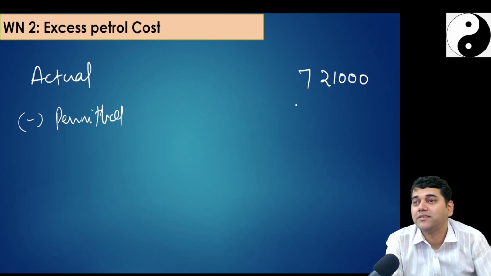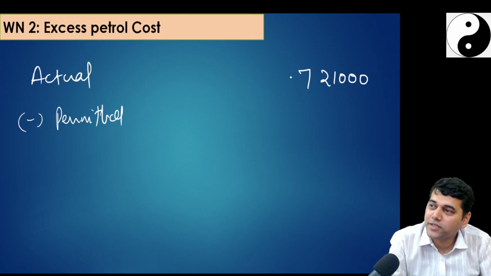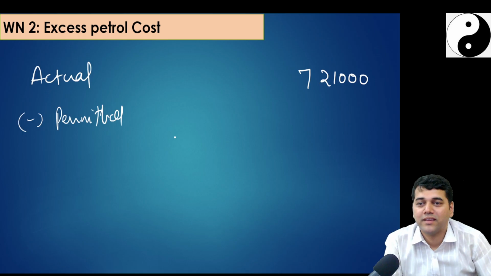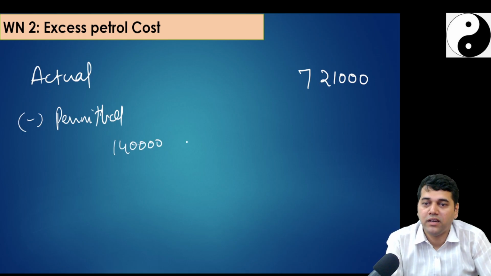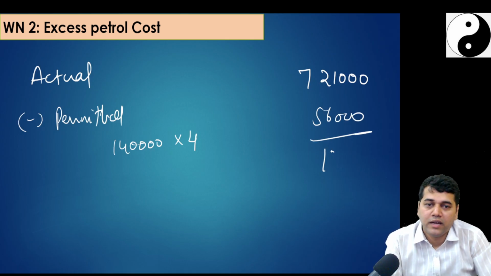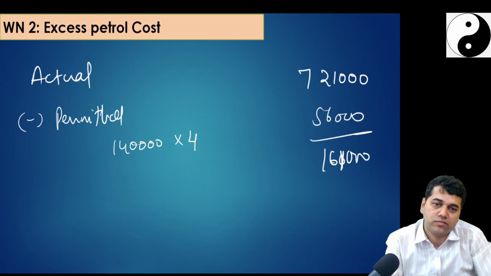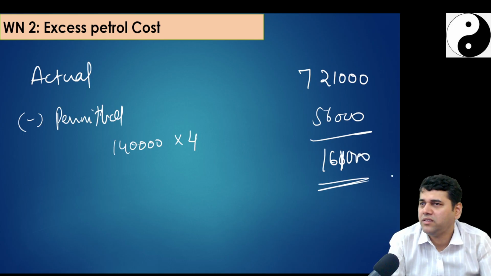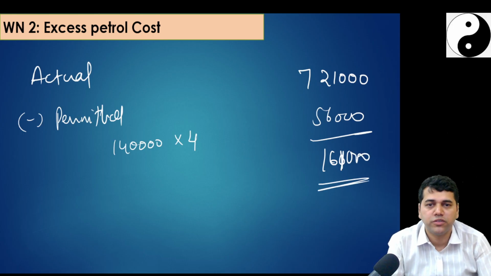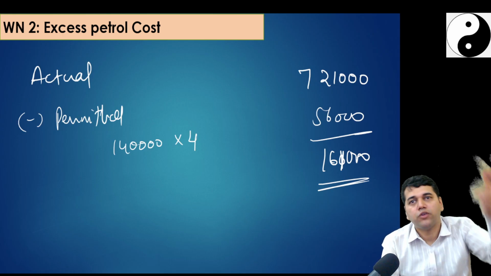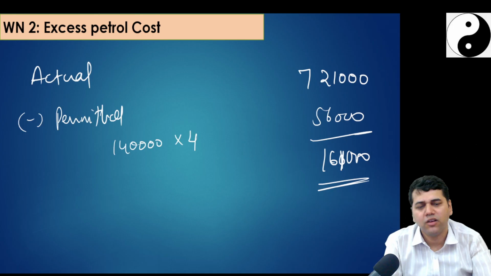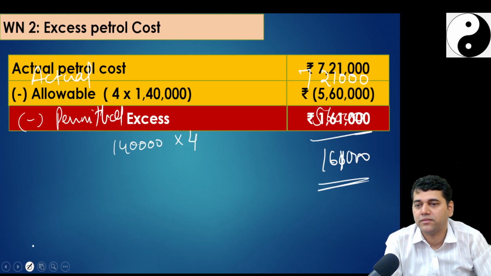How much is permitted? 1,40,000 per vehicle. How many vehicles? 4, so 5.6. So the add back is 1,61,000. Or separately also you could have done. I don't give much importance to this working, because something you would have added back, you would have deducted later. Or you can give the net effect of 1,61,000.